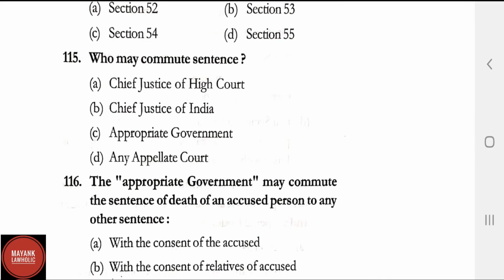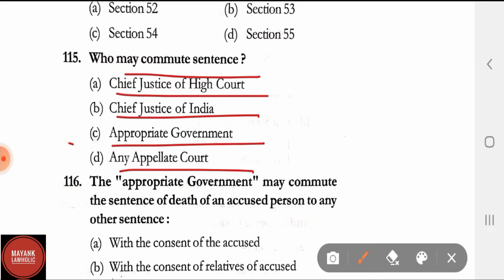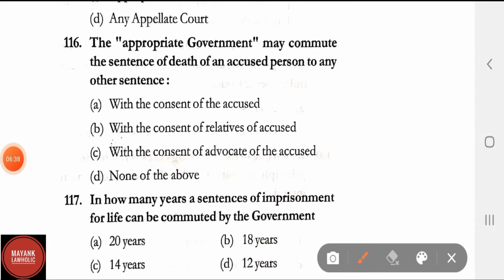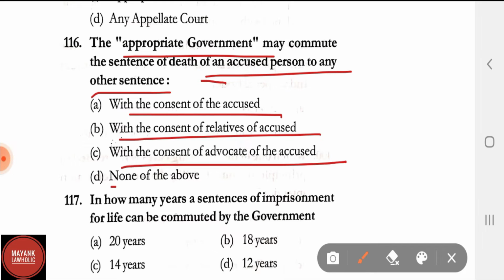Question number 115. Who may commute sentence? Options are Chief Justice of High Court, Chief Justice of India, appropriate government, any appellate court. Correct answer is appropriate government. Question number 116. The appropriate government may commute the sentence of death of an accused person to any other sentence. Option A, with the consent of the accused. Option B, with the consent of the relatives of the accused. Option C, with the consent of the advocate of the accused. Option D, none of the above. Correct answer is option D, that is none of the above.